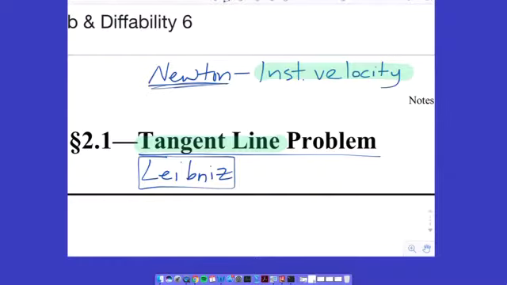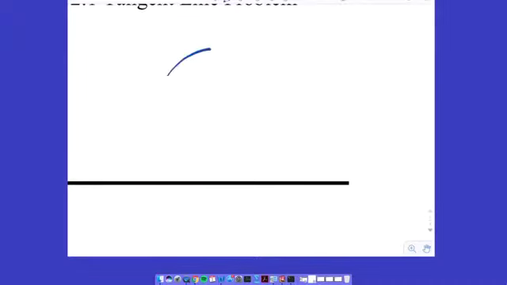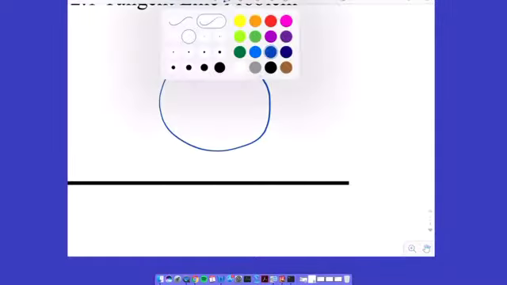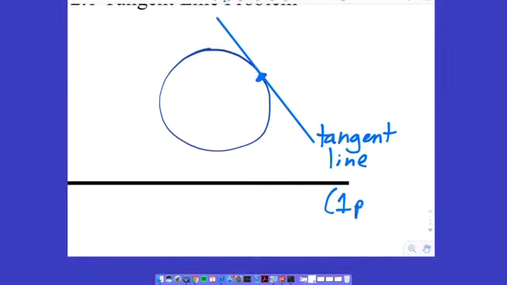Before we look at the tangent line problem, we need to define what a tangent line is. Off to the side here, if you think back to geometry, you had circles, right? And you probably were first introduced to a tangent line in geometry. A tangent line is a line that glances off of a curve at a single point, okay? It's one point. So finding the slope of a tangent line is a very important thing, okay?